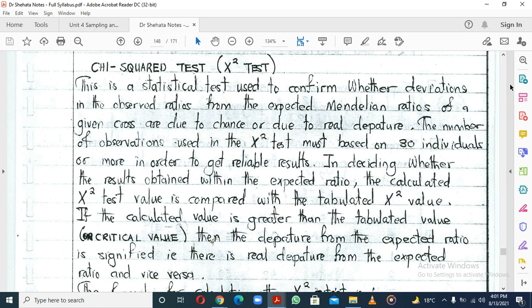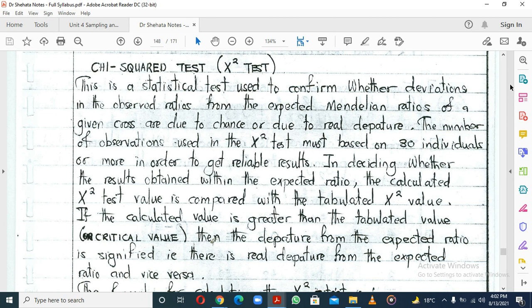Now we talk about the chi-squared test. Others call it the chi-squared test. Anyway, it's the chi-squared test. When Mendel was doing these experiments, he was using a lot of plants, right? All the things that he gave us were simply ratios. Okay, they were simply ratios.